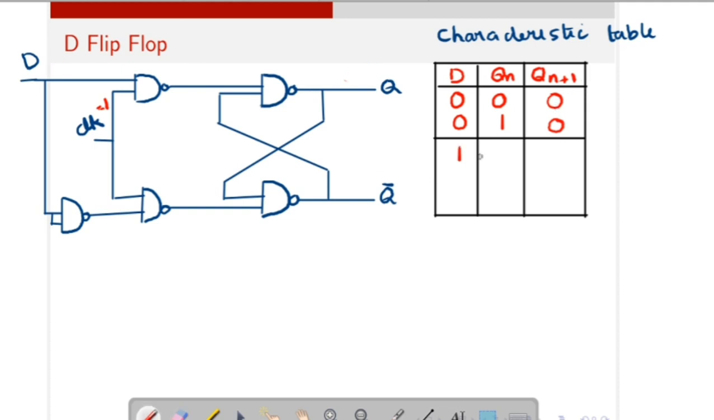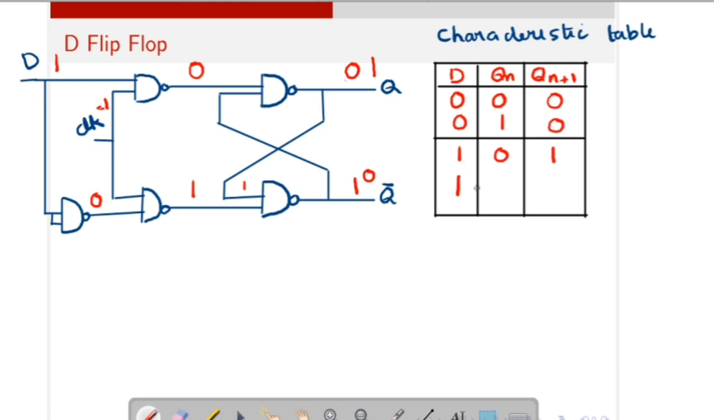So next, D input is equal to 1 and the present state is 0. Qn is equal to 0, so Qn bar is 1. Here the D input is equal to 1, it is complemented, here it is 0. For this NAND gate, one of the inputs is equal to 0, so the output is 1. For this NAND gate, both the inputs are 1, so the output is equal to 0. So here the output is equal to 1. When D is equal to 1 and present state is equal to 0, then the output is equal to 1.